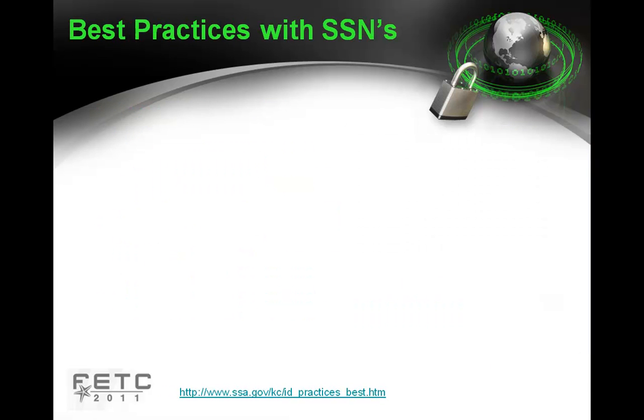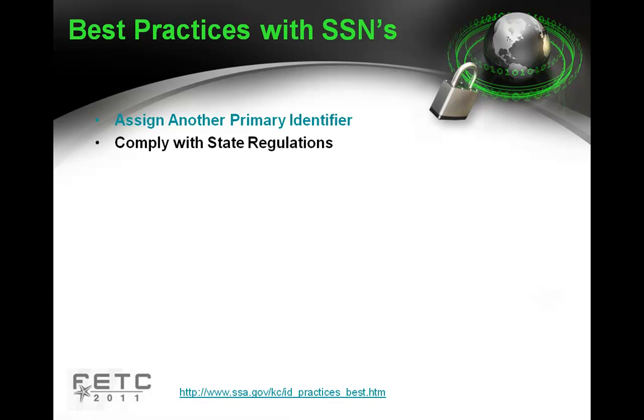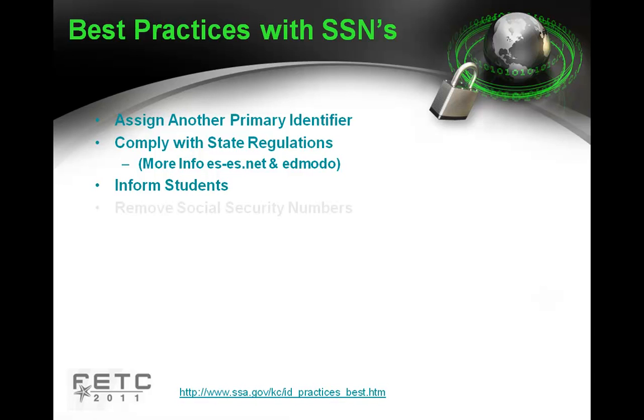Best practices with Social Security numbers, and this is coming from the Social Security Administration. First of all, assign another primary identifier. They should not be using their Social Security number. Comply with state regulations, and there are a lot of state regulations. I've got more listed on my website. I'll be putting more up on Edmodo pretty soon. Also inform the students whenever you're using their Social Security number; they're supposed to be able to know about it. Remove Social Security numbers. We removed them out of our system, then we had to put them back because our State Department for grants and scholarships required them to be in there. So we had to put them back.